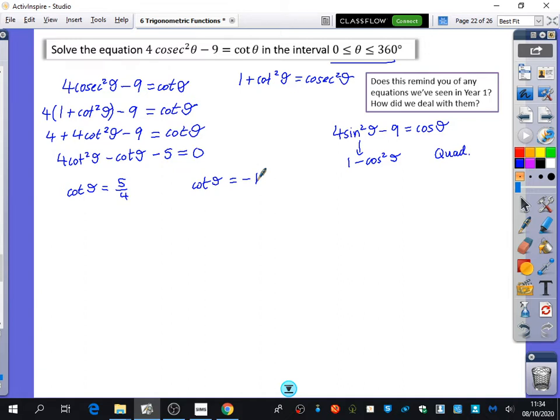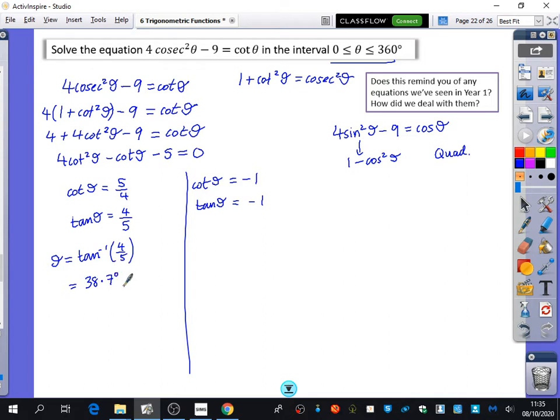Now what's the next thing we need to do to start solving these equations? Reciprocal. We take the reciprocal, because we can't do inverse cot, but we can do inverse tan. So I will take the reciprocal of 5/4, which is 4/5. And I will take the reciprocal of -1, which is -1, okay? So I'm going to do these as two separate equations. Remember, we were in degrees mode, so I'm going to put my calculator in degrees mode, and I'm going to do the inverse tan of 4/5.